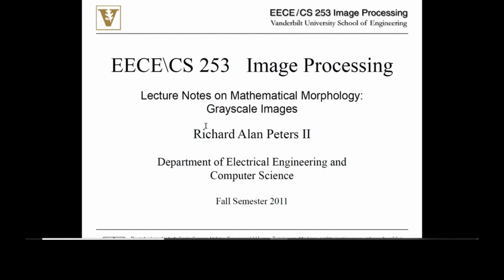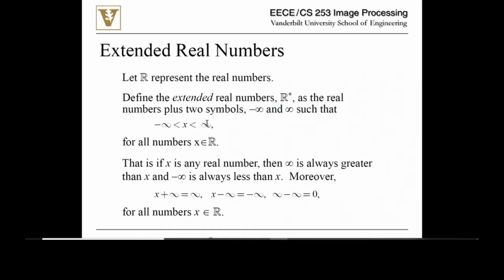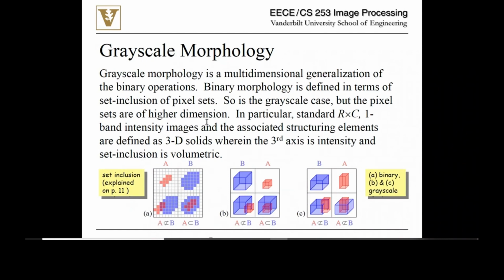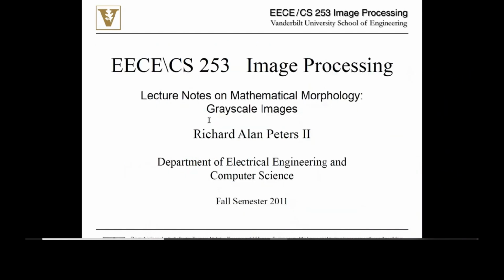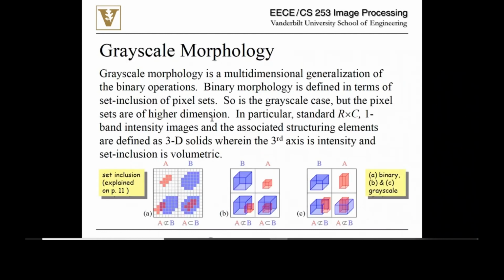Okay, so let's now extend these concepts of mathematical morphology. We have applied them to binary images. Let's extend them to grayscale images. So now we have to extend the concept, and we will have one more dimension. This is how we are used to think of a set.